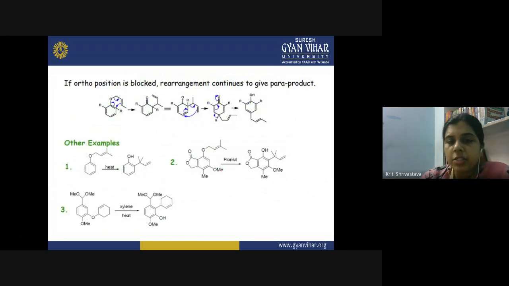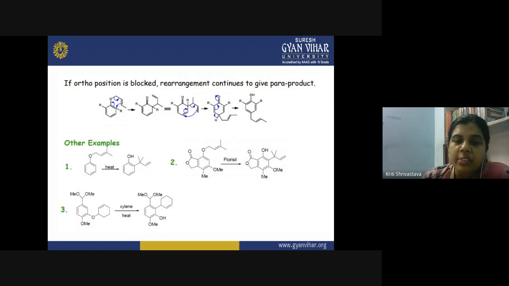If the ortho position is blocked, like you can see that all the migrations are taking place at the ortho position in the aromatic system. So what if the ortho position is blocked? In that case, the rearrangement will continue to give the para product. So the rearrangement would not stop, rather the product will form at the para position.